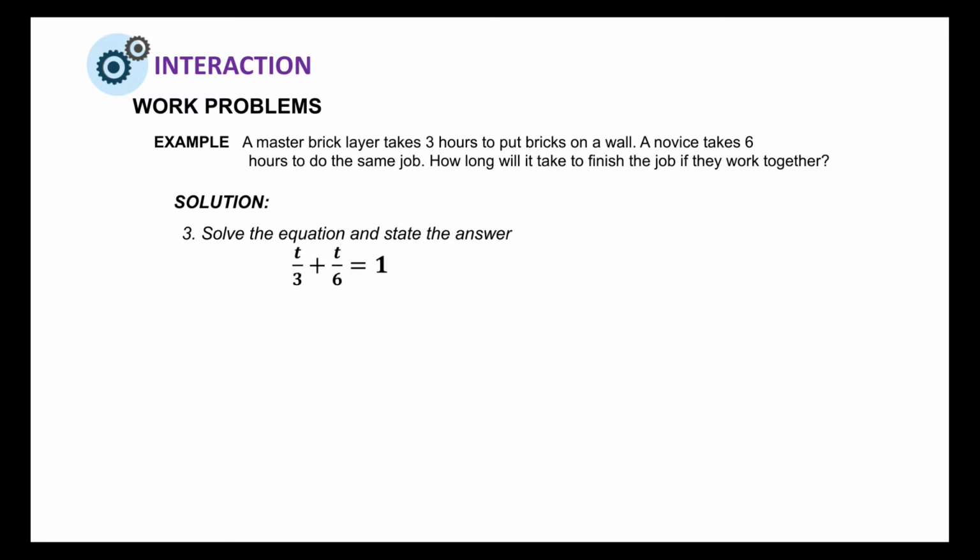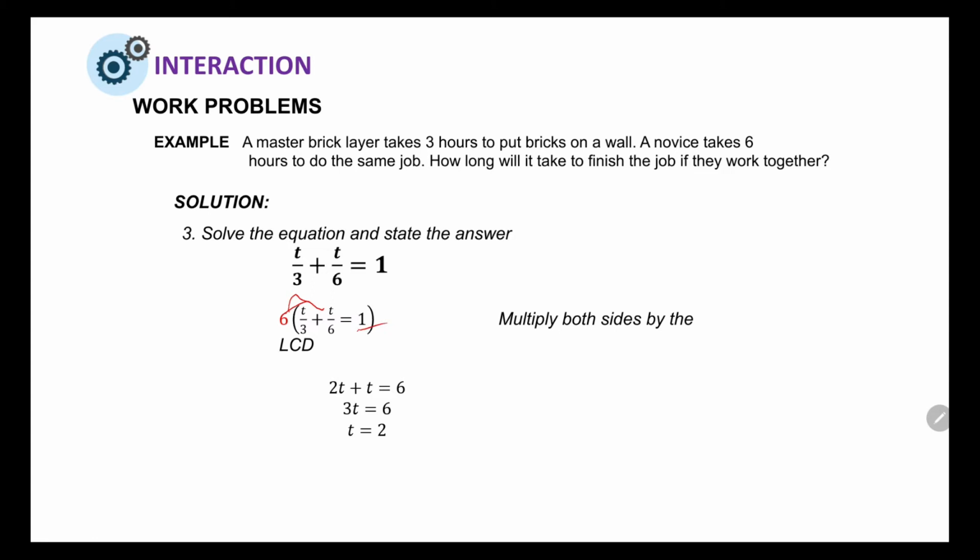Step 3. Solve the equation and state the answer. So we have the equation t over 3, or 1/3 of t, plus t over 6 is equal to 1. The least common denominator of this equation is 6. So we have to multiply both sides of the equation by 6, or by the LCD, where 6 times t over 3 plus t over 6 equals 1. Where 6 times t over 3 is 2t, and 6 times t over 6 is t, and 6 times 1 is 6.